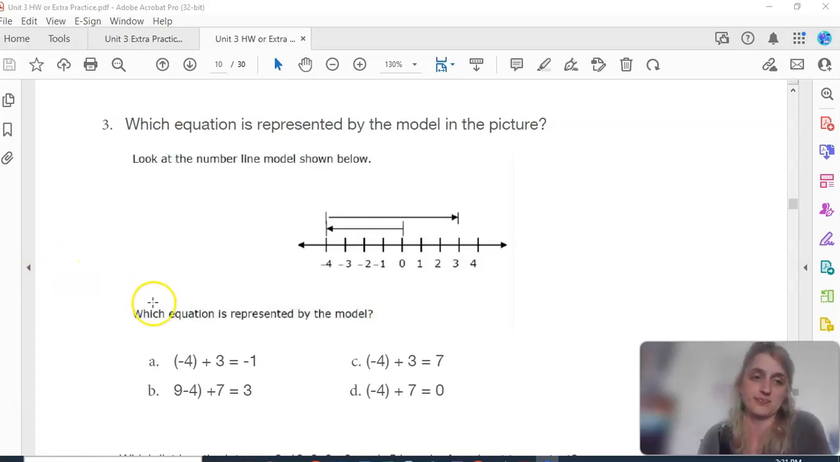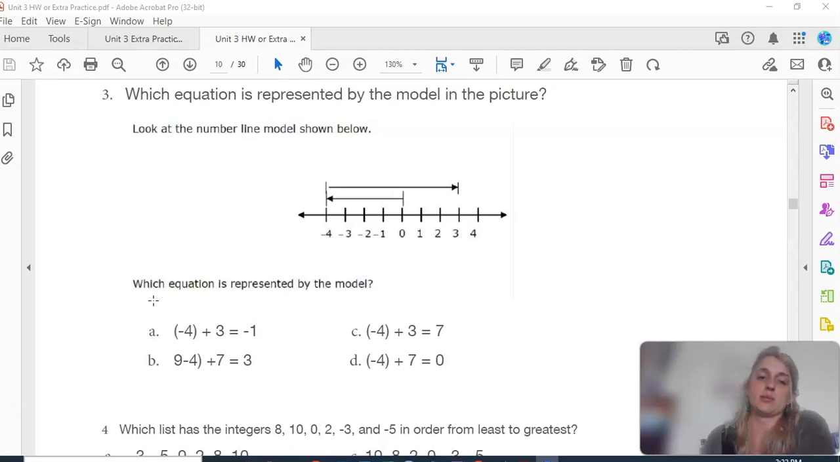Feels like more now, but it's going to feel better later when you get all of these types of questions correct. All right, look at the number line model shown below. We always start at 0. The first number we went to is -4.